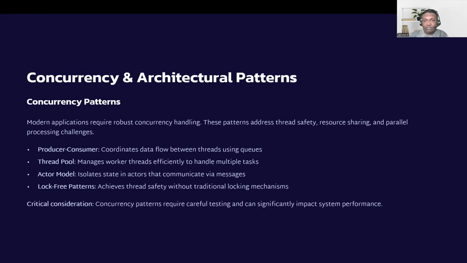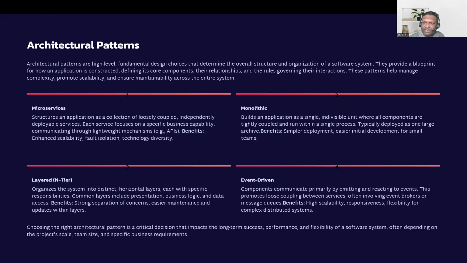Next, let's look at some architectural patterns. At a higher level, architectural patterns shape entire applications. Microservices, which are independent, scalable services, great for large enterprises. Monolithic, everything in one unit, good for small teams which are starting out. Layered or n-tier, separation of UI, business logic, and data. Event driven, services communicate through events, used in modern e-commerce and IoT. Concurrency patterns make systems faster, while architecture patterns make them sustainable in the long run.